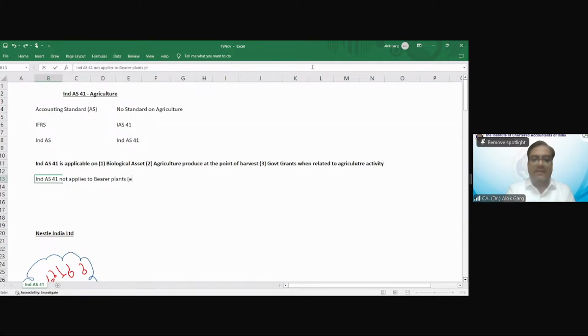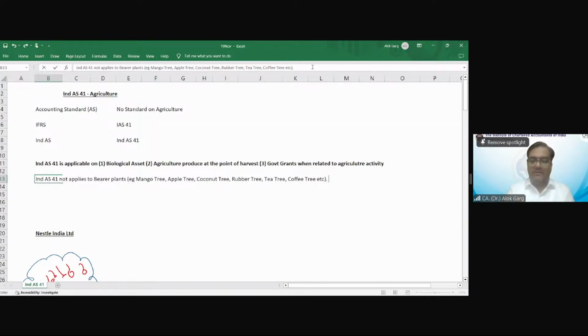For example, mango tree, apple tree, coconut tree, rubber tree. Okay. Then tea tree. You know, the life of the tea plant is more than 100 years. Coffee tree, etc. Right? So Ind AS 41 does not apply to bearer plants. These are the examples.